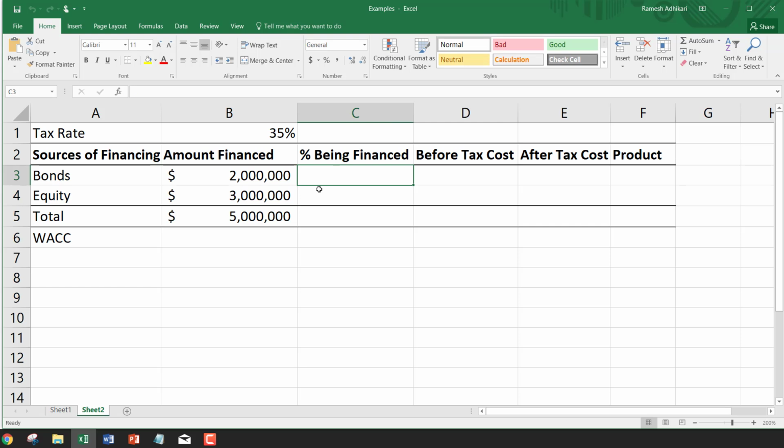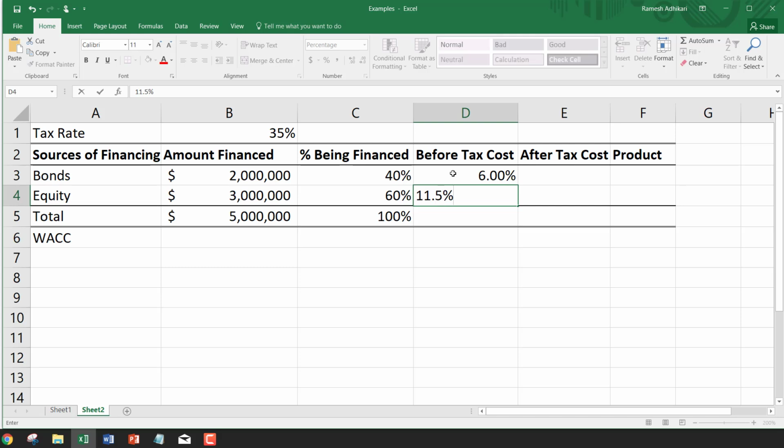Percent being financed, that is the weights, right? How do you compute that? Basically the amount being financed from each source over total capital funded, right? So it's 2 million over 5 million, that gives the percent. Similarly, you can calculate for equity, 3 million over 5 million, right? That gives us the 60% being financed. And total should always equal 1, because that is the total capital coming from each source, so that should add to 100%.